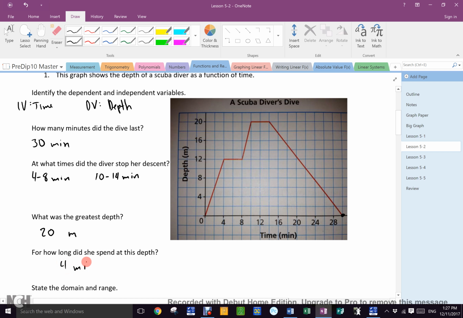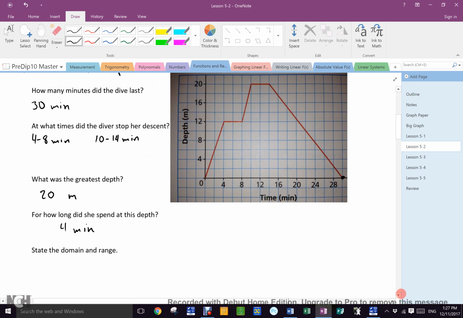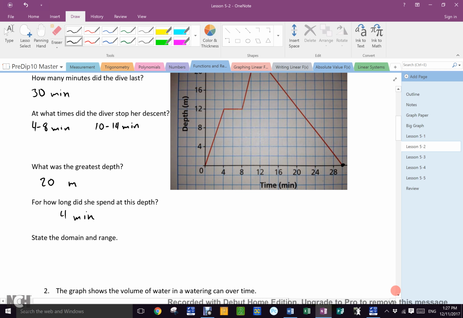4 minutes. Wonderful. Now, state the domain and range in both forms. One form is set notation, one form is interval notation.